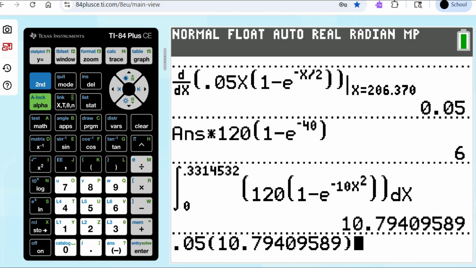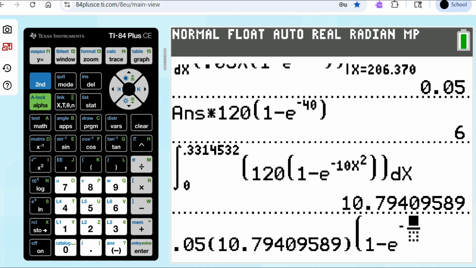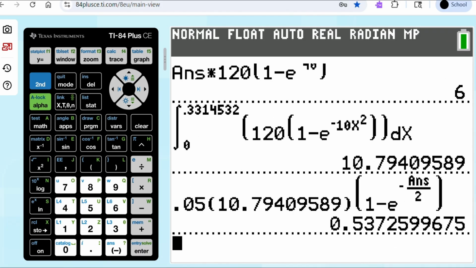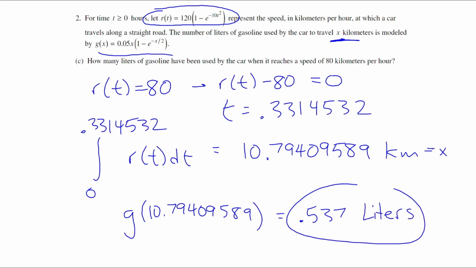So that's the first part of it. And then it's times 1 minus e to the negative x over 2. I like to do a little fraction here, so negative x, which is our previous answer. So I'm just going to hit second answer this time, divided by 2. We'll close out those parentheses, even though it should evaluate it correctly without doing that. And we end up getting 0.537, and this is liters of gasoline. 0.537 liters is our final answer.